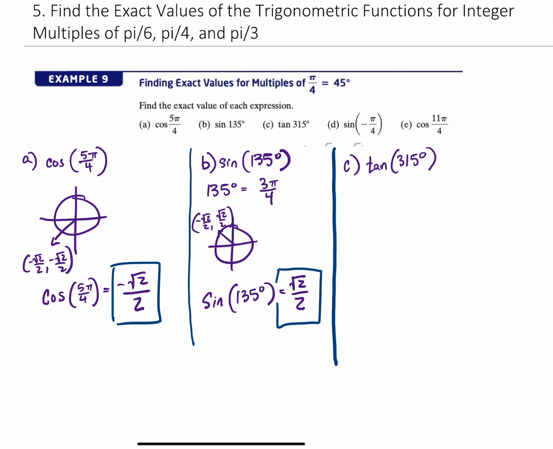Well, let's translate again. So 315 degrees. If I want to convert to radians, I multiply by pi over 180. Let me reduce that in my calculator. So 315 over 180 will reduce to 7 pi over 4. Okay, 7 pi over 4, 4 times 2 is 8, minus 1 is 7, that's the fourth quadrant. So I'm down here.